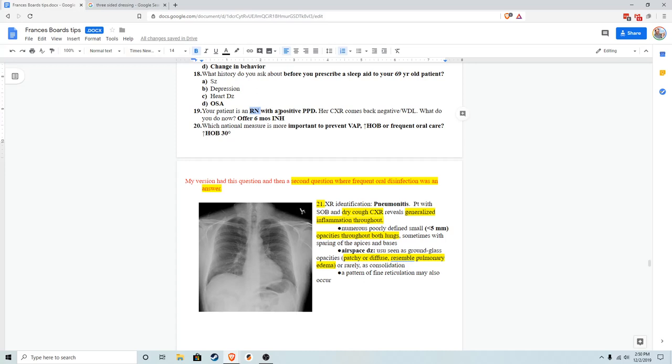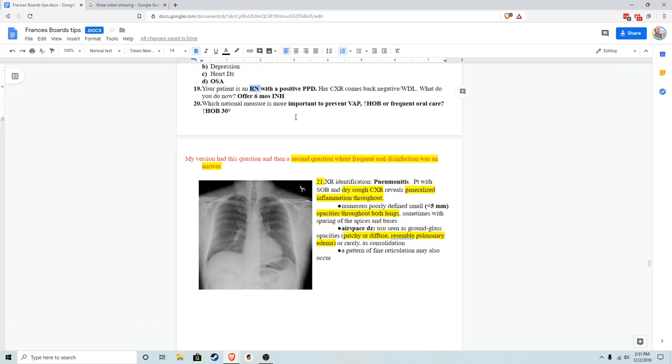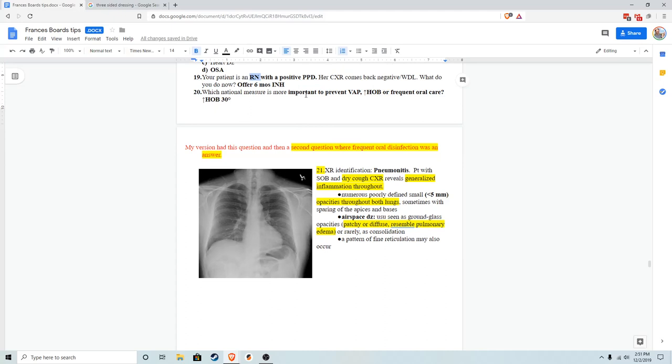So again, just be familiar with PPDs. You know, what are positive, what are negatives in most people, and that'll get you through the test. I guess just know if you have a PPD that's positive with a chest x-ray that's negative, you can give INH for 6 months, and that's cool. But they're really not going to ask which drugs to give a lot of the time for TB. That's not a very frequently asked question in the inpatient setting. All right.